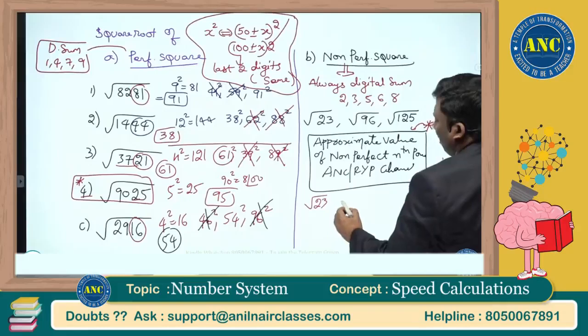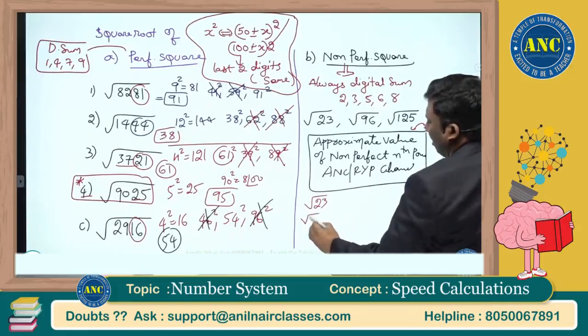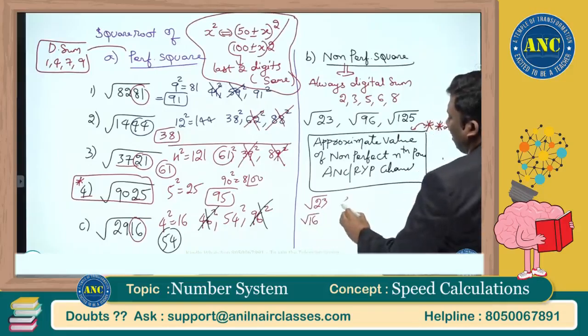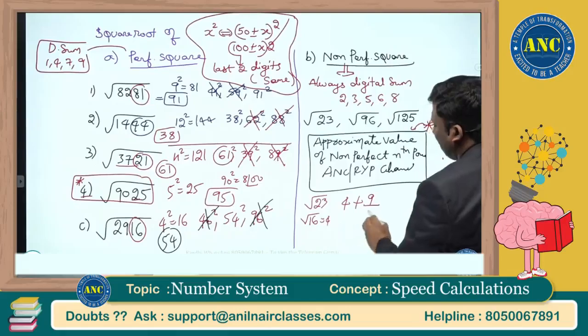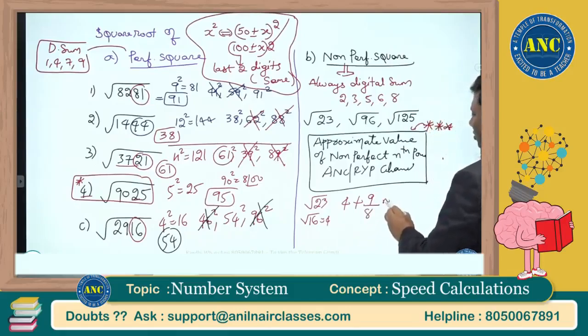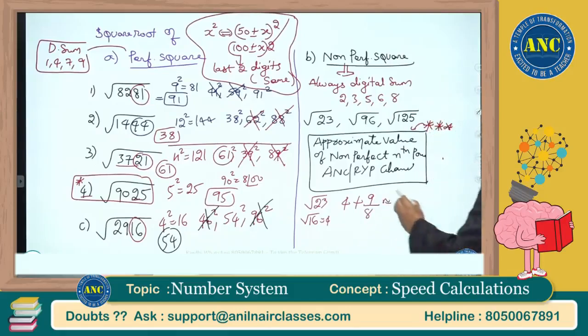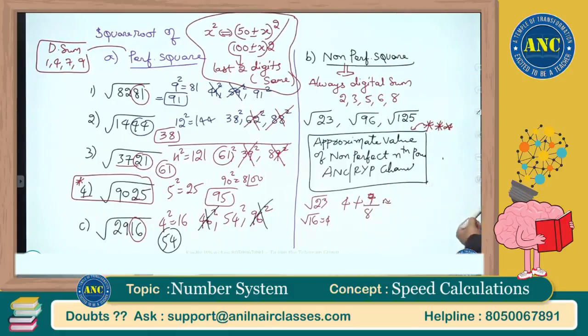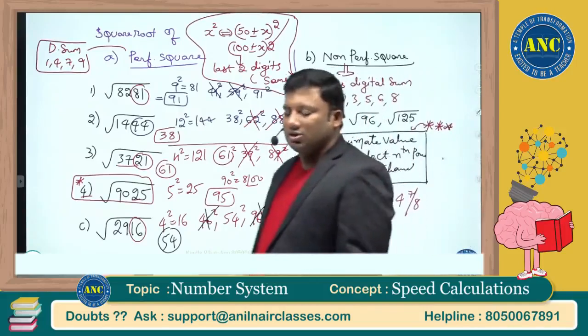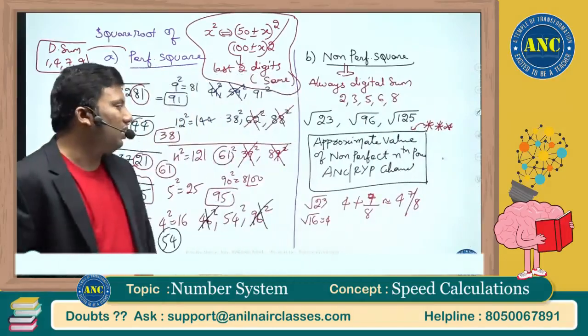Root 23 is greater than root 16. So the answer will be 4 plus 23 minus 16, which is 7, over double this value, 8. The difference is 7. So the answer is closer to 4 and 7 by 8.